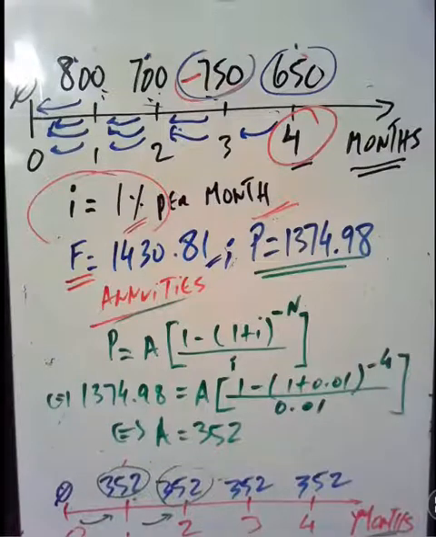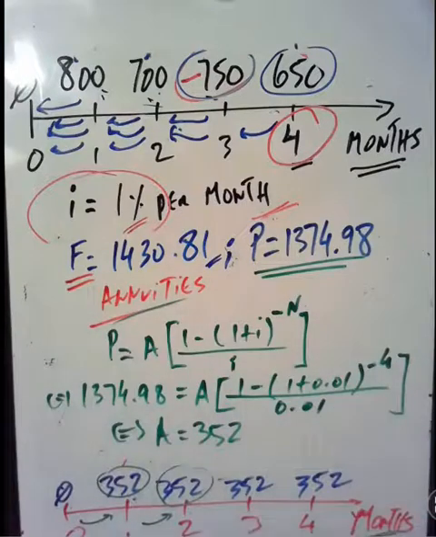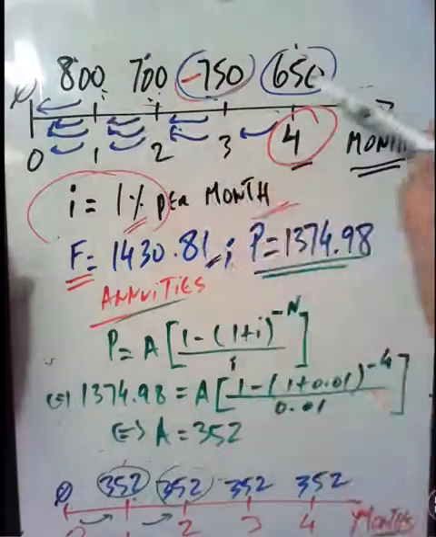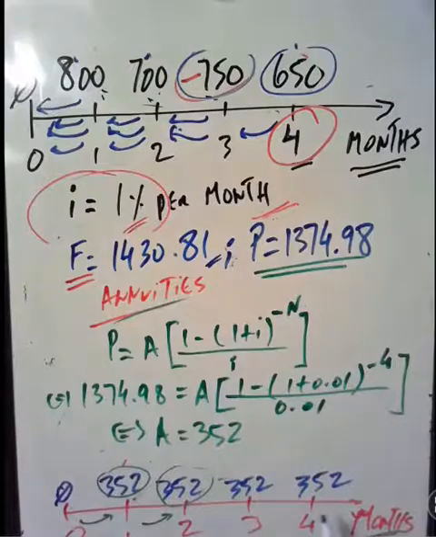Okay, so regardless of whether you come from the present value approach or the future value approach, the annuity has to be the same. So this is how you transform a varying cash flow series into a constant time series.